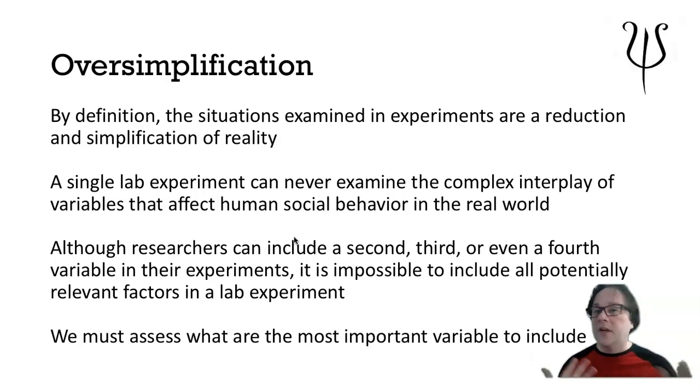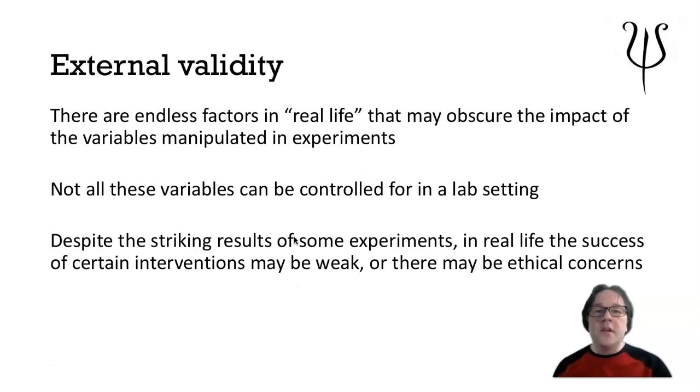We're going to come across a whole lot of studies that show a whole bunch of different variables that are affecting that outcome variable, the variable we're interested in changing. We could kind of think of it as like a dependent variable, but we're not doing a study here. We're trying to do a social intervention. We're going to have to choose the most important variables. Okay, so the oversimplification is related to this idea of external validity.